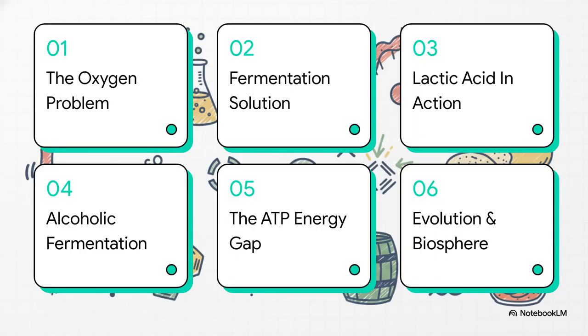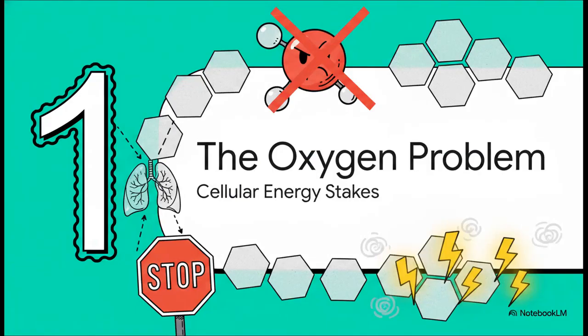Here's our roadmap for this explainer. We'll start with the oxygen problem, explore the fermentation solution, see lactic acid in action, break down alcoholic fermentation basics, check out the ATP energy gap, and finally, look at evolution and the entire biosphere. Okay, Section 1, the oxygen problem.